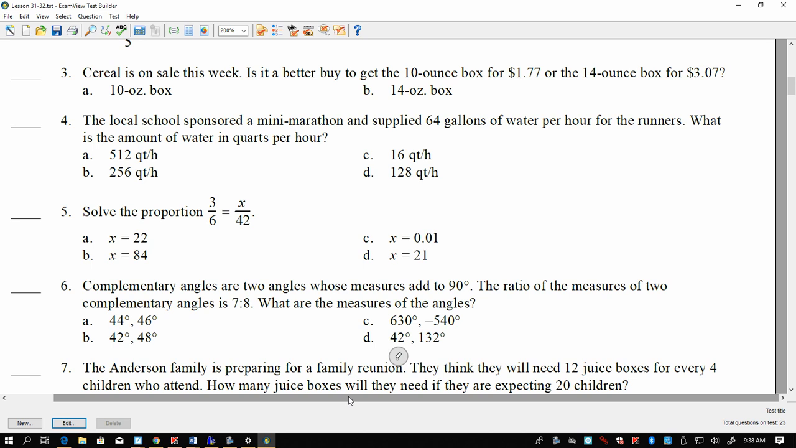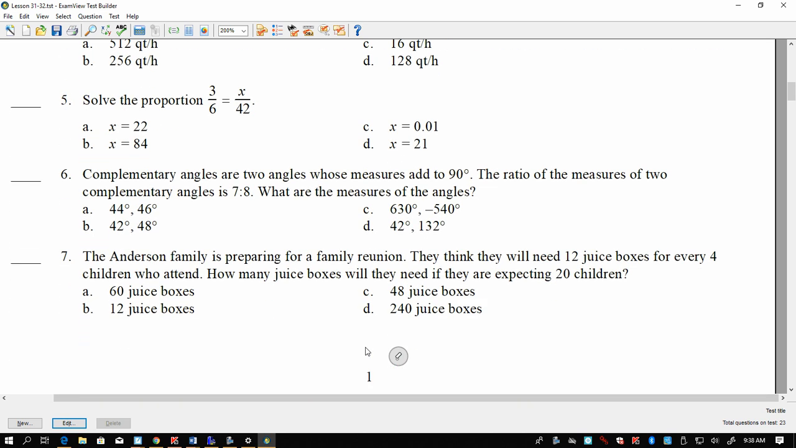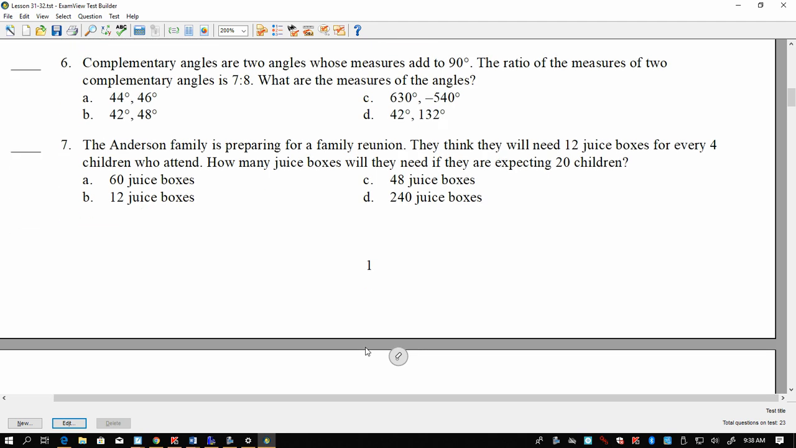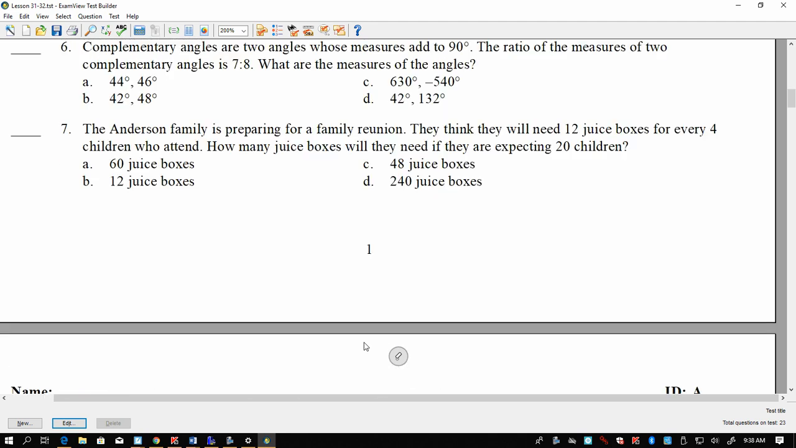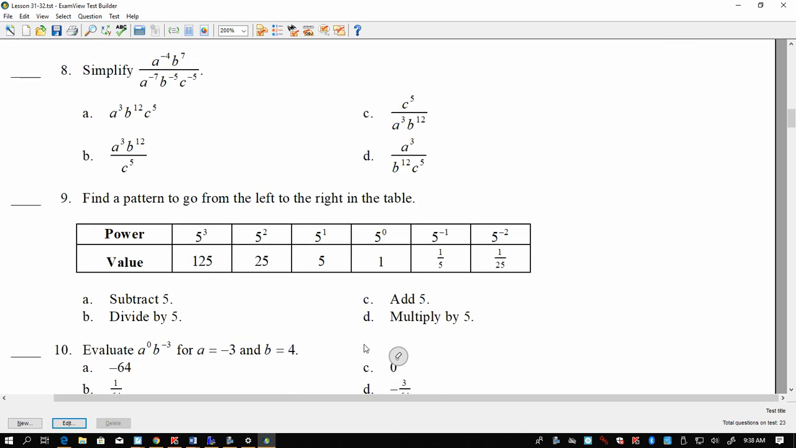Let's see. So do we feel like we understand proportions okay? All right, so let's see if we can go down. Let's go down to like number 8. Okay, this is probably stuff that you want to see, correct?